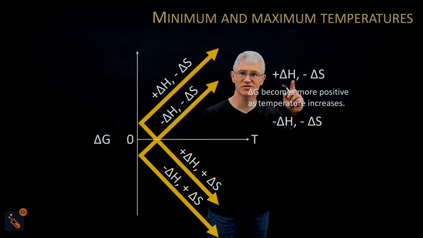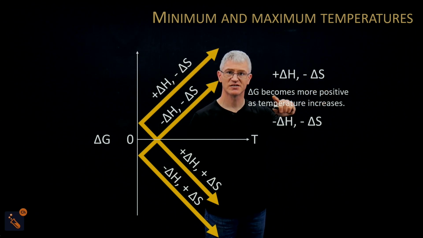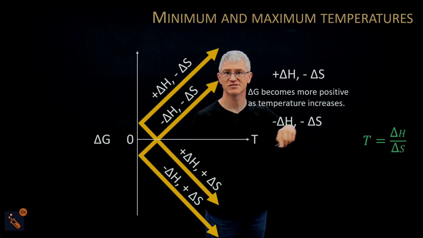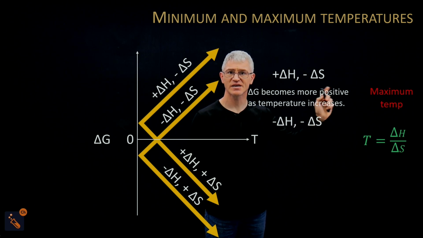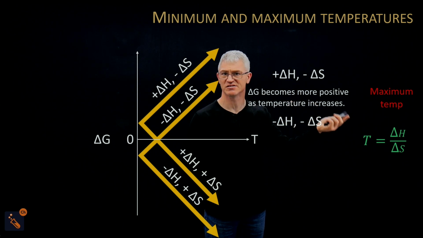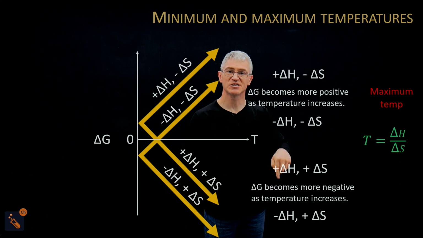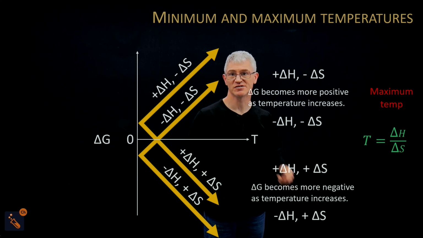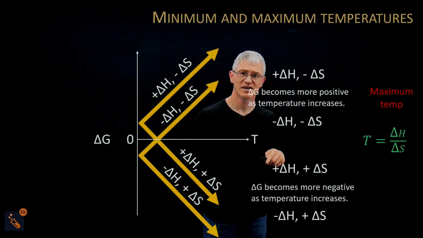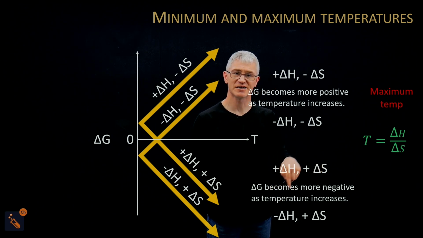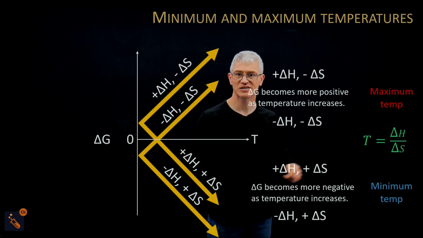So your rules are delta H and minus delta S. Delta G becomes more positive as temperature increases. Okay, and that'll have a maximum temperature. So delta G becomes more positive as the temperature increases. So there's a maximum temperature at which it will be feasible. Okay. Next one, delta G becomes more negative as temperature increases. So what we've done is take this graph, okay, and club them together and put them together. As delta G becomes more negative as temperature increases, that means you'll need a minimum temperature.